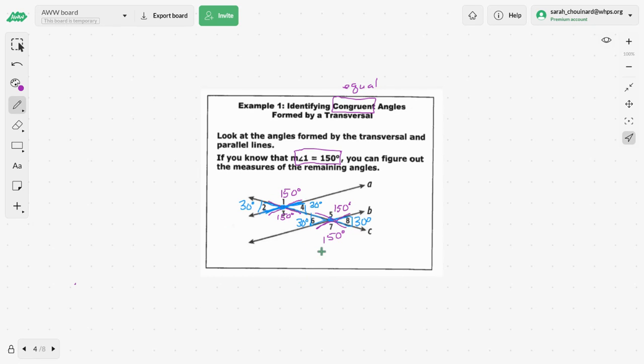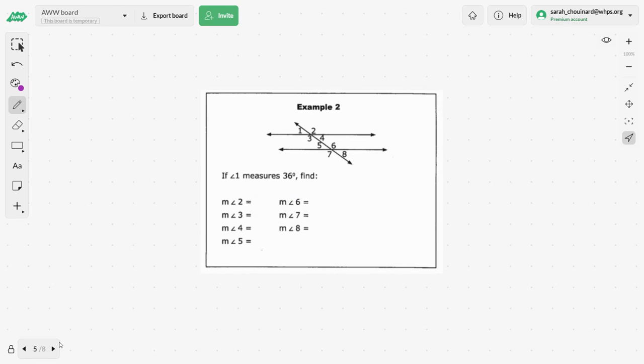So in a diagram with two parallel lines, all of the angles share one of two measures. In this case, they're either going to be 150, or they're going to be 30 degrees. You only really see two different measures in these diagrams.